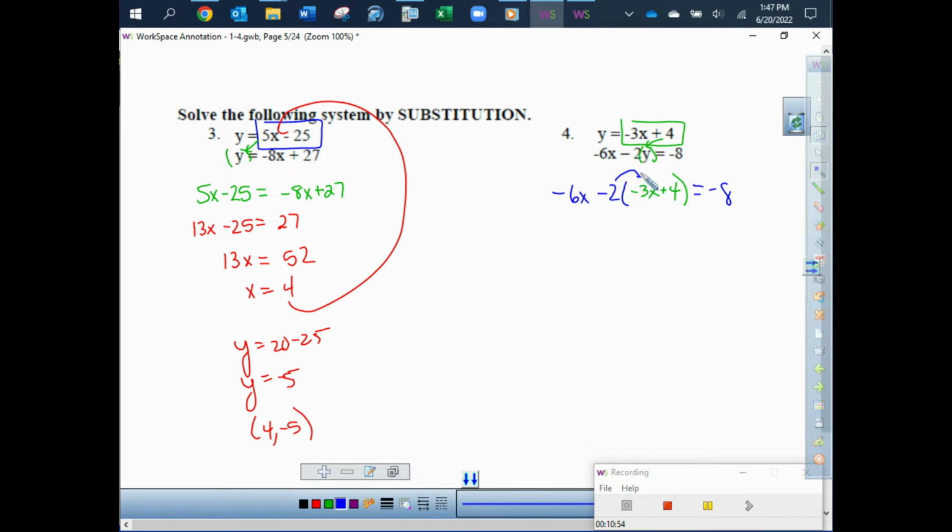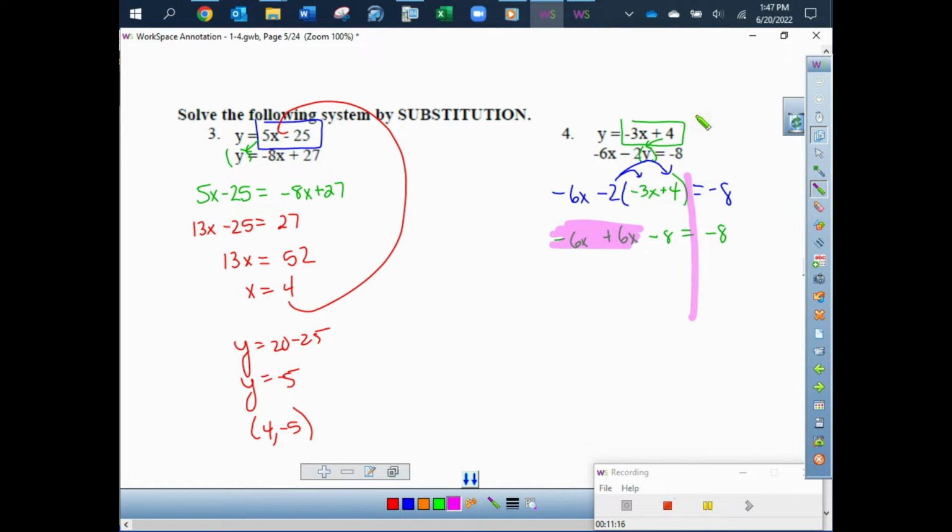So we get a little distributive property here. Negative 6x comes down. Negative times negative is a positive 6x. And then that would be a negative 8. And here's something really neat that's going to happen. These are like terms, and they're on the same side of the equal sign. And when I add them up, negative 6x plus 6x is nothing. They add up to 0 x's. So what you're left with is no more x's and y's.